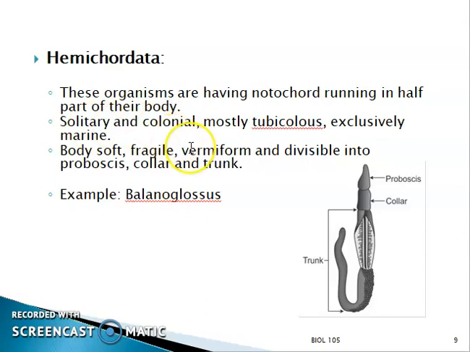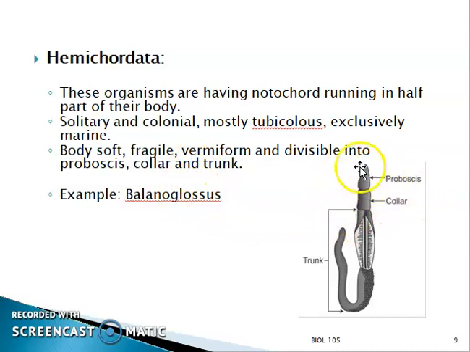They're solitary and colonial. Sometimes they live solitary, meaning one organism lives at a place, and sometimes they are colonial, living together as a group. These are exclusively marine, living only in marine environments. Their body is soft, fragile, quite vermiform, worm-like, and their body is divided into three regions.